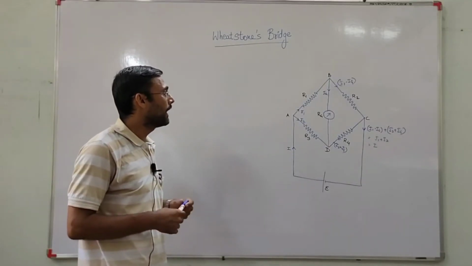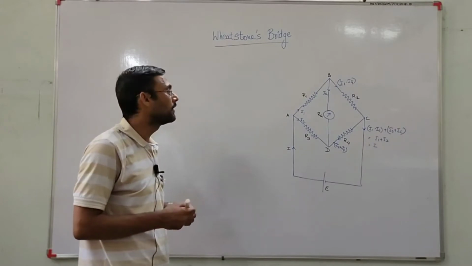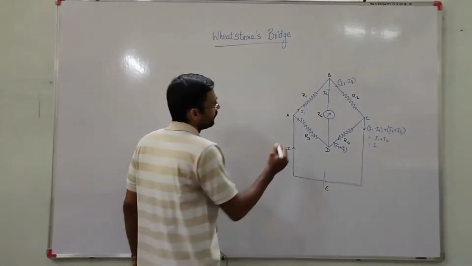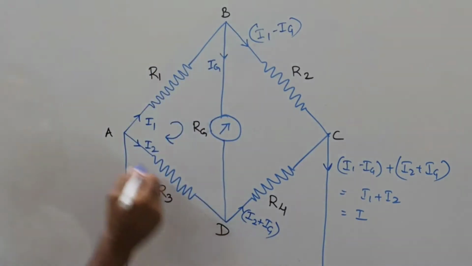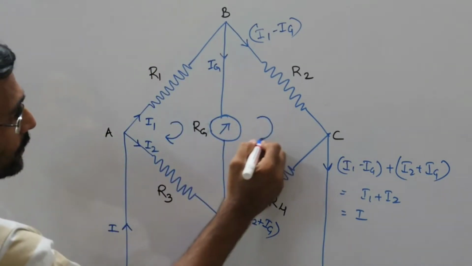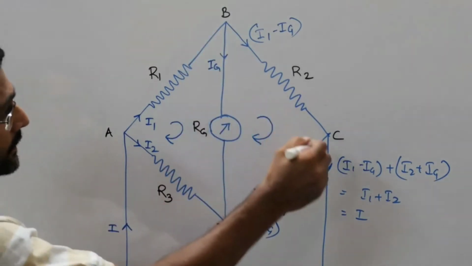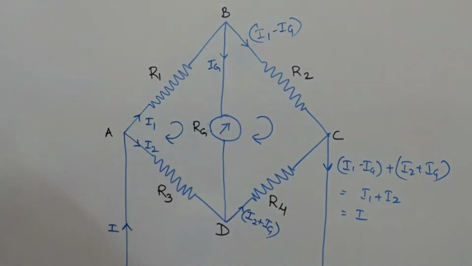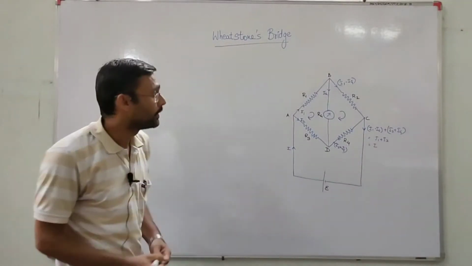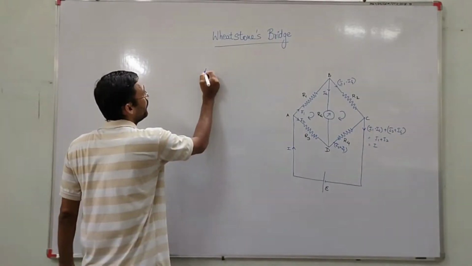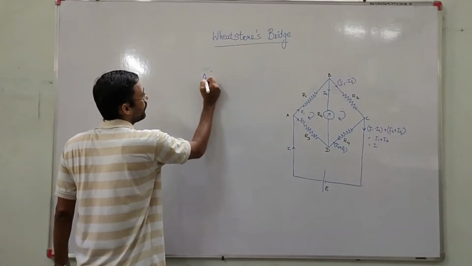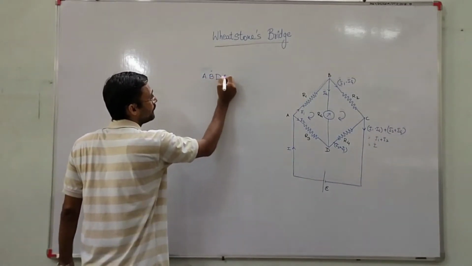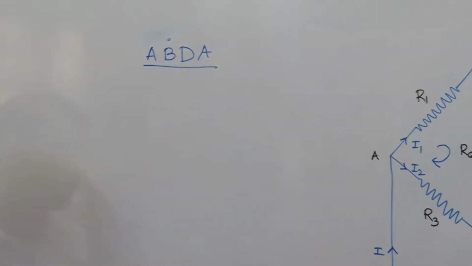Now we will apply Kirchhoff's second law by taking two closed loops. One closed loop is A, B, D, A. Another closed loop which we will take is B, C, D, B. We will apply it to the closed loop A, B, D, A and find out the equation for it.